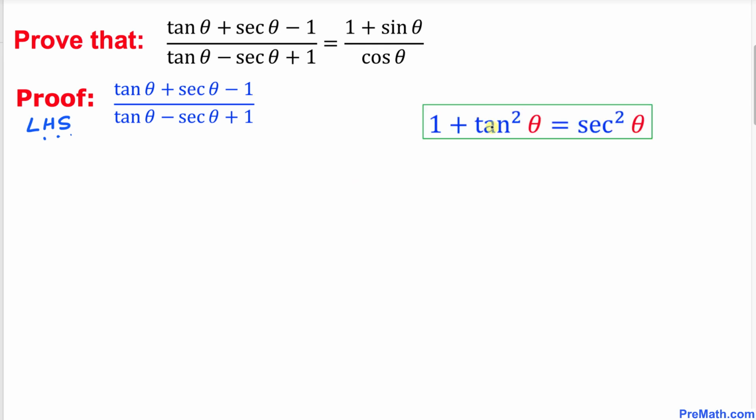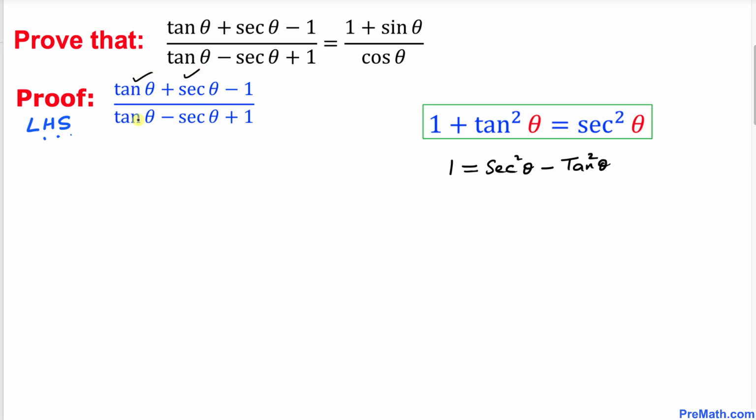Therefore, let's recall this famous trigonometric identity: 1 plus tangent square theta equal to secant square theta. And here, if we move this tangent square theta to the right hand side, this could be written as 1 equal to secant square theta minus tangent square theta. And now here on the numerator, this 1, I am going to replace it by secant square theta minus tangent square theta. So let's go ahead and take care of this numerator part.